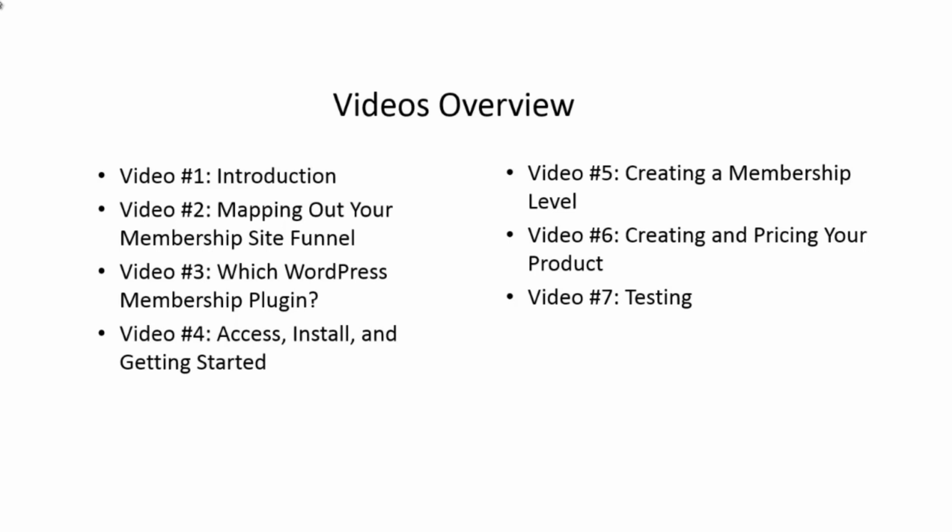And of course, in video number 6, we'll talk about creating products and pricing your products within the WooCommerce store. In other words, you're going to be able to connect the memberships to an actual product. So if somebody buys that product, they can get access to that specific membership level. And of course, last but not least, video number 7, we'll talk about testing. How do you go about making sure that you have everything correct, it's going to work, and after you've spent all that time, it actually works?